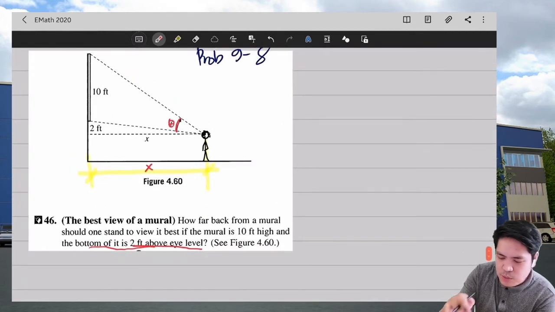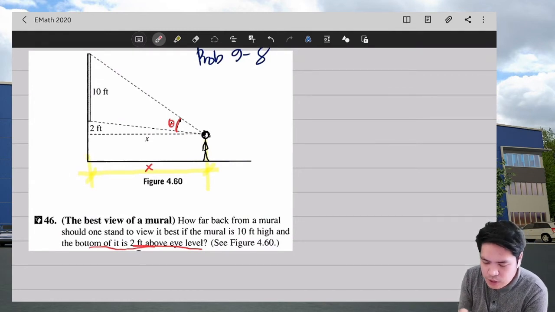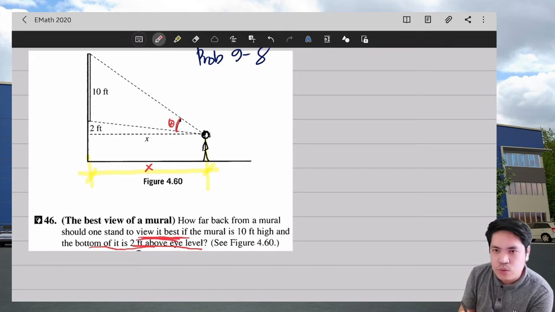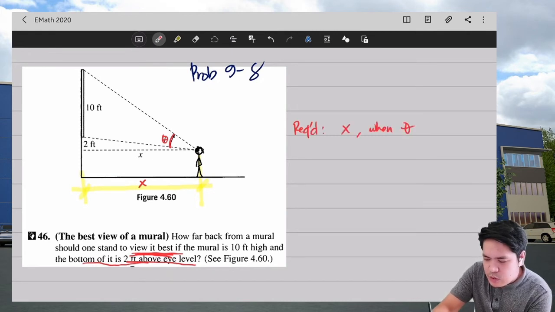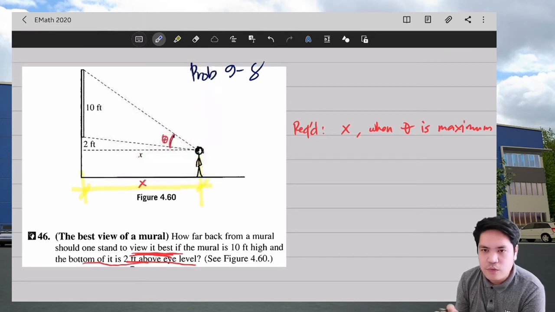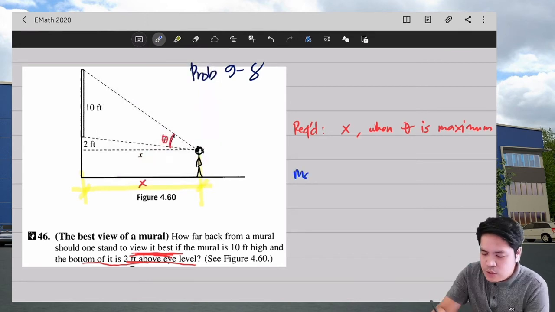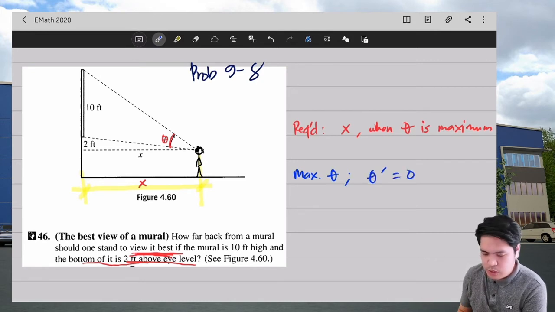So in this problem, we need to maximize theta. Right? Because we need to get the best view. The best view. So what is required here is x when theta is maximum. That is what we need to solve. The value of x for maximum theta. So if you want to maximize theta, we need to get theta prime and equate it to 0. Okay? So how do we do that?